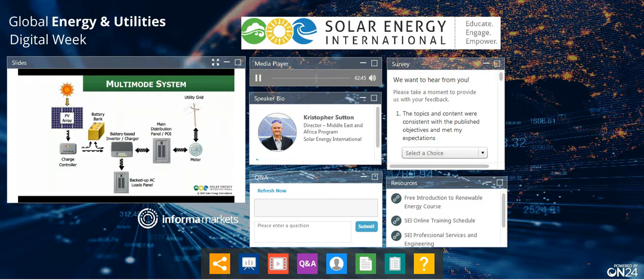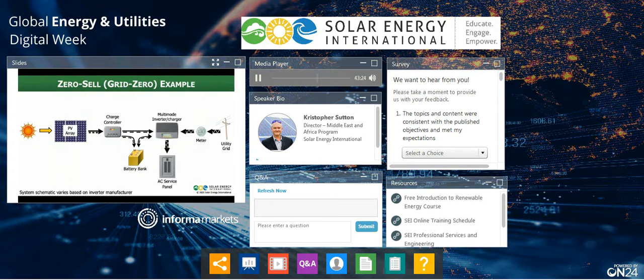So we put the loads that are our high priority in our backed up panel, and we put loads that we don't need during a power outage in our main distribution panel. And then we have the ability to select whether that inverter sells energy back to the utility grid or does not. And so this is what we would use in a place where we have the ability to sell electricity to the grid, and we have a grid that's maybe not very stable because we want a backup power system, like a backup battery bank. So that's a multi-mode inverter charger.